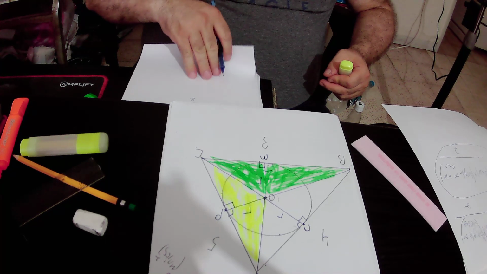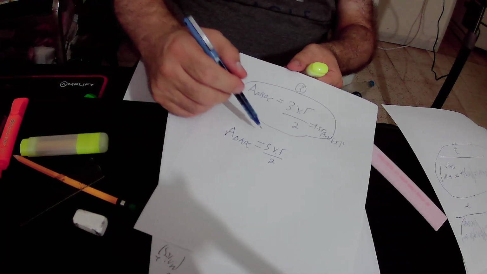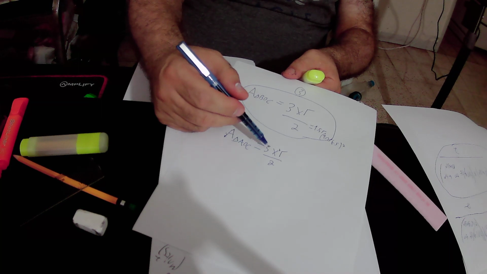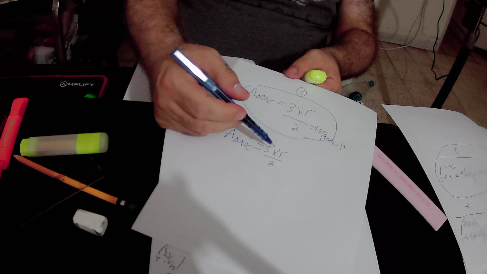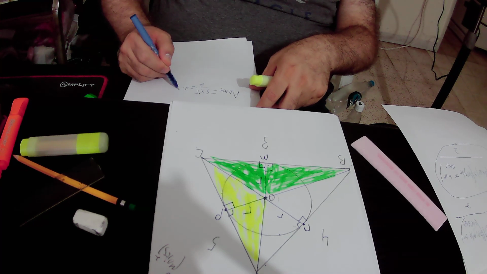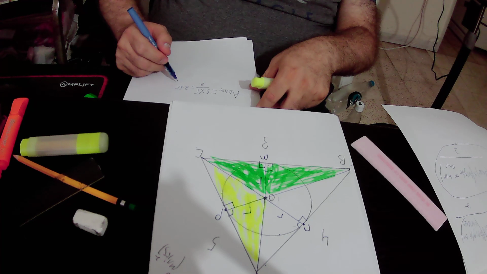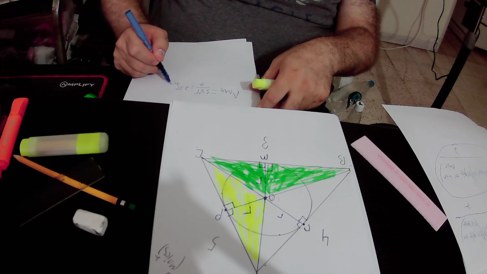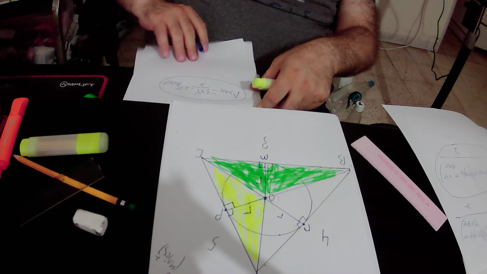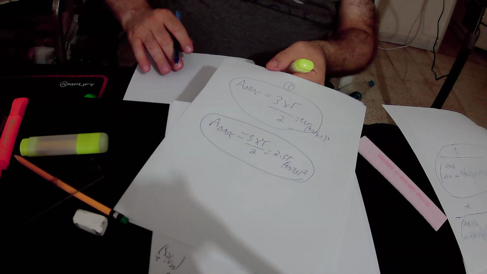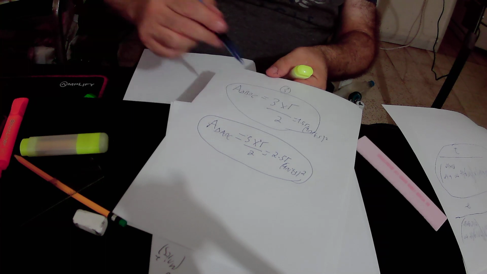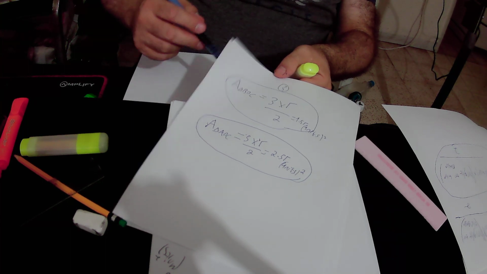The area of the yellow triangle equals the base of the triangle times the height of the triangle, that is the radius, divided by 2, or 5 times r divided by 2. 5 over 2 is 2.5, so it is 2.5r units squared. So the area of the yellow triangle equals 2.5r units squared. This is the area of the yellow triangle.